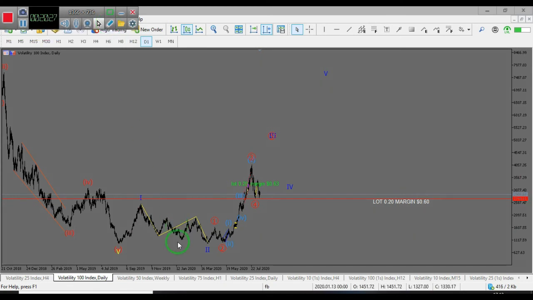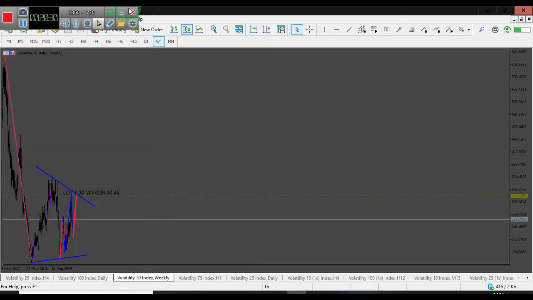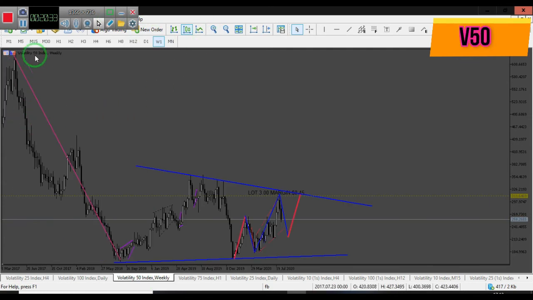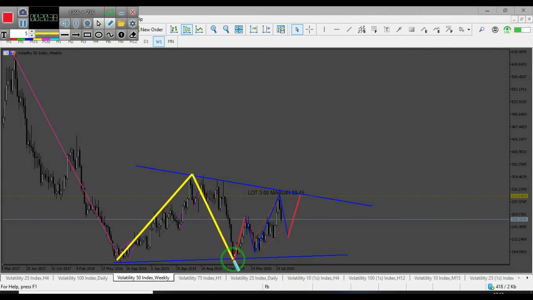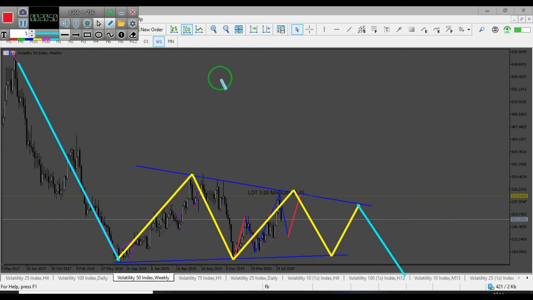Okay, now let's go to the last pair, which is V15. Right, guys, on V15, I see a triangle here. Triangle A, B, C, D, E, right? Something like this and something like this. So for this pair, I see something just like this, this, like this, and like this. This is what I see. Something like this. A, B, C, D, E.